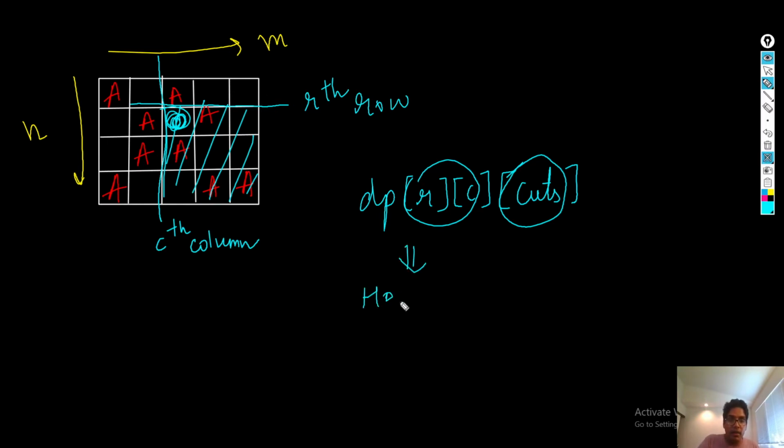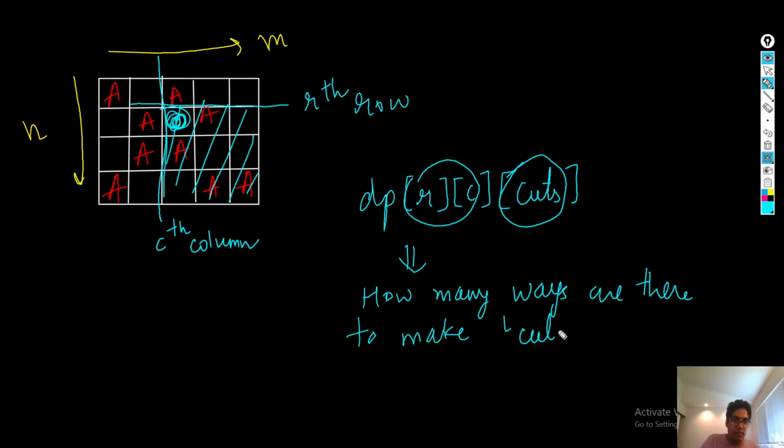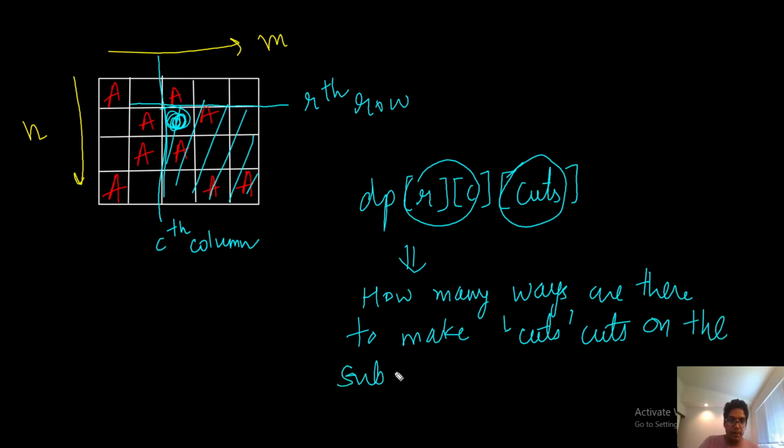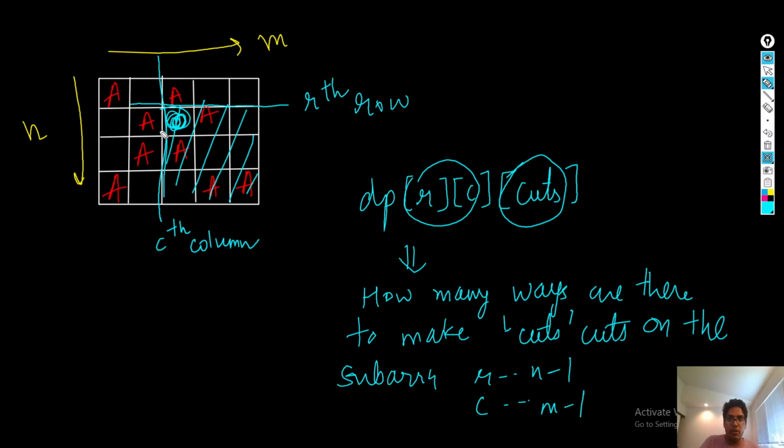how many ways are there to make that number of cuts on the subarray which is R to n minus 1 and C to m minus 1? So how many ways are there to make the cuts here? That is what we want: how many ways of making cuts.